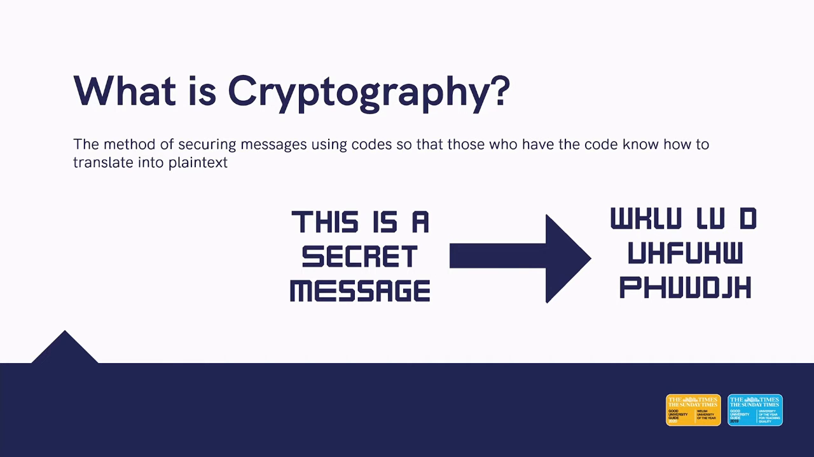So what is cryptography? Cryptography is a method of securing messages using codes, so that those who have the code know how to translate it into plain text. In more layman's terms, this is being able to take a message, translate it in a way that people can't read it, and then translate that back again into the original message. In this case, we have this piece of text here, we've translated it into a bunch of garbled words that most people wouldn't be able to understand, but then being able to turn that back into the original message.